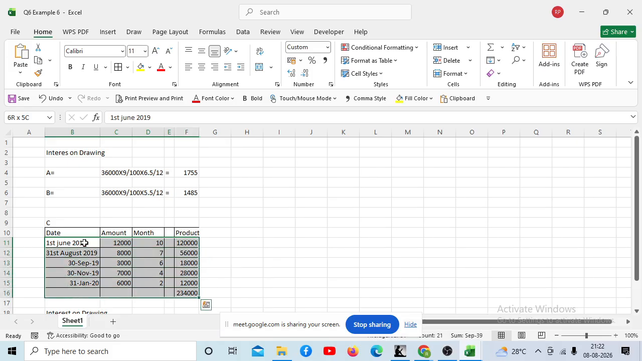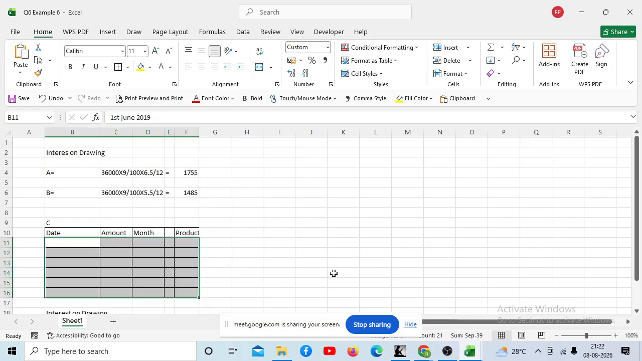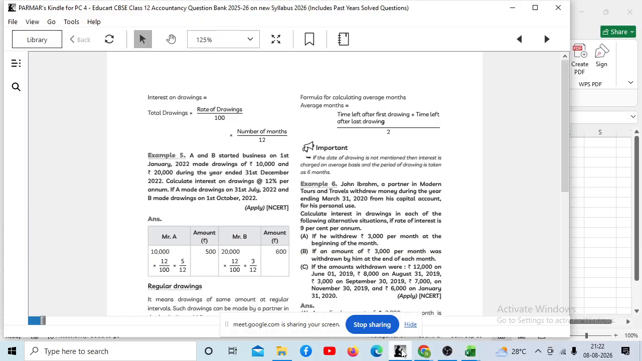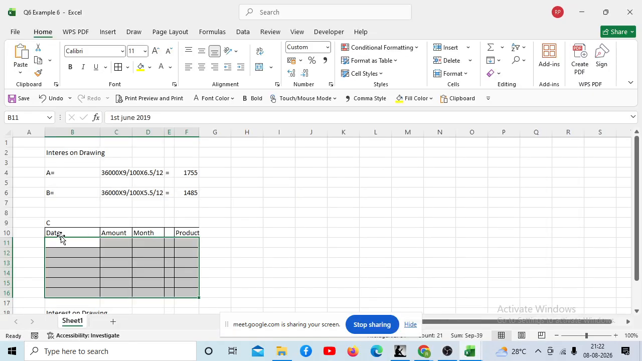Now we will see the next part, that is the C part. Now see, in case of C part, different amounts are withdrawn on different dates, so we have to use the product method. For product method, you will require these columns: date, amount, month, and product. Only draw date, amount, month, and product. Just draw the columns. Once it is drawn, just tell that it is done.